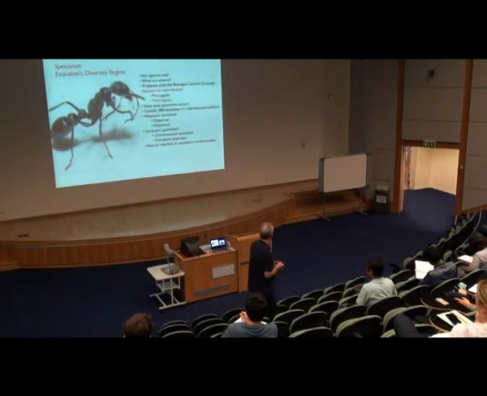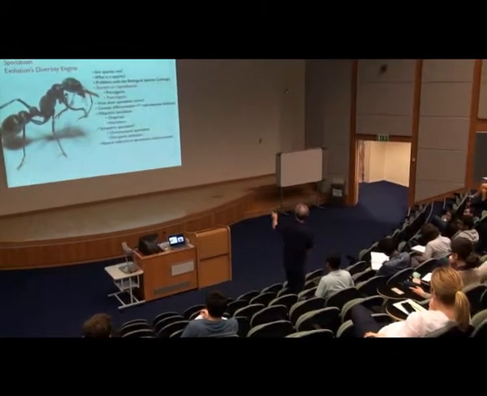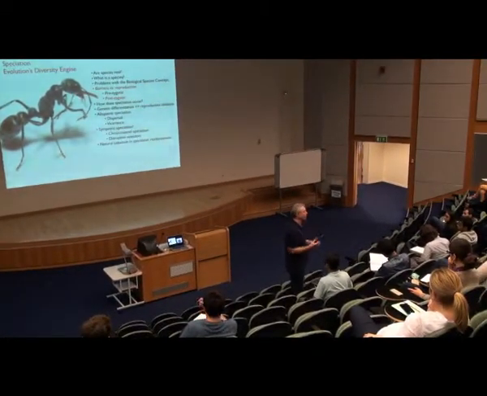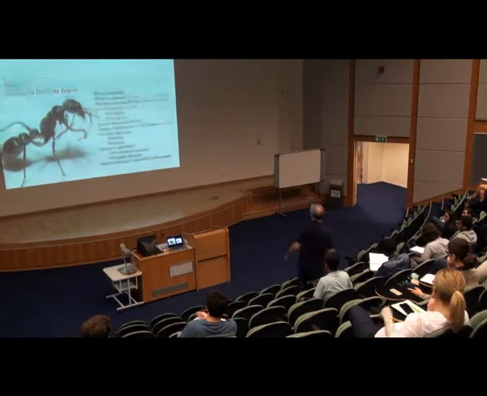There are also significant postzygotic barriers. So now, okay, none of these prezygotic barriers have applied. We've had sex. We've produced a zygote. What happens?